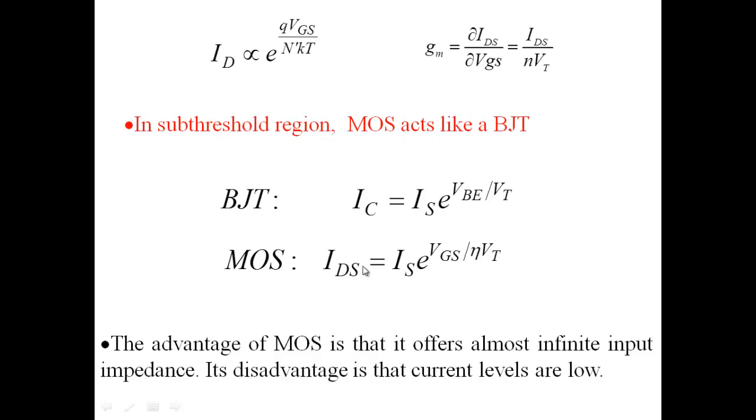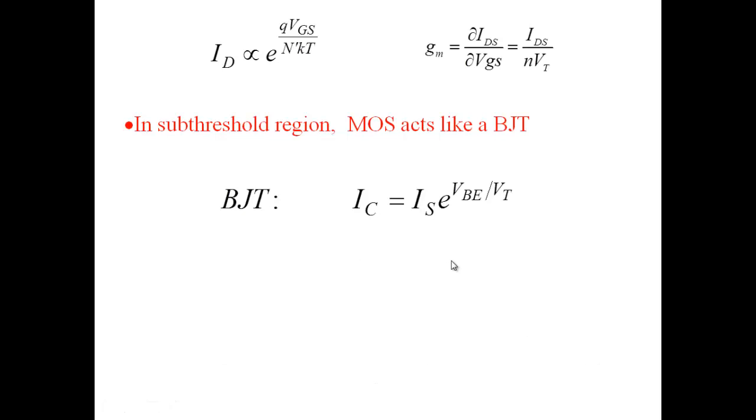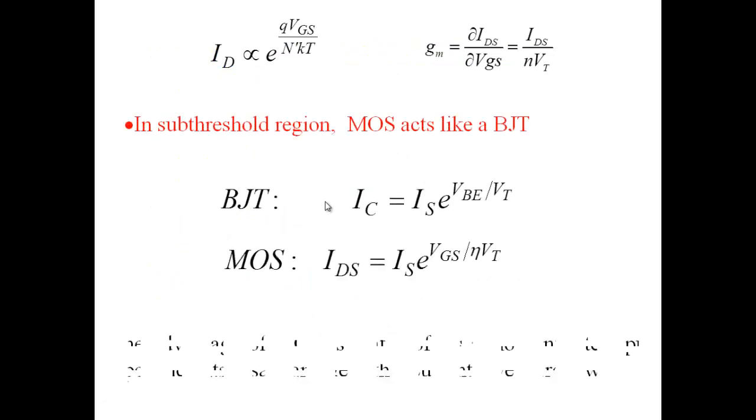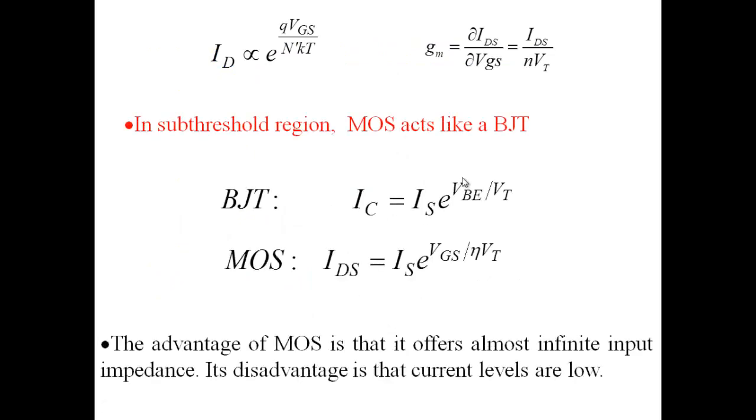We are below threshold. Remember, this characteristic is below threshold. Below threshold, the channel is weak. I don't have enough electrons, so the current levels are low. You can go back and see the typical current levels that we have in this system. One can, of course, increase the current by increasing the size of the MOSFET, but the point is that the form is similar, the equations are similar.